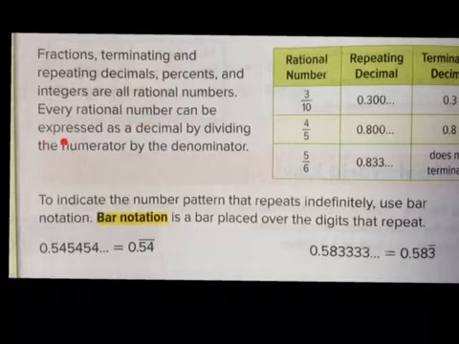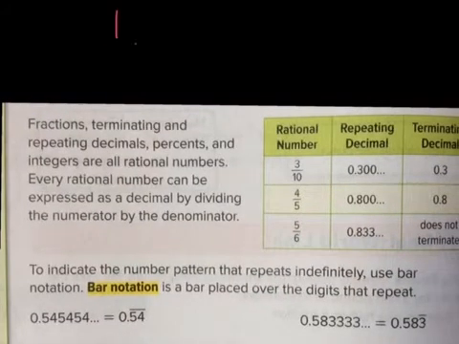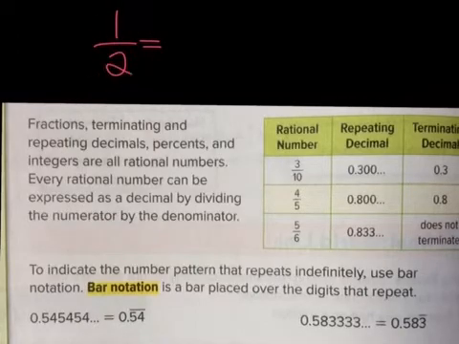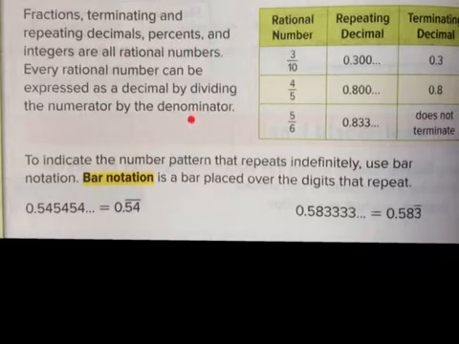Every rational number can be expressed as a decimal by dividing the numerator by the denominator. So if we have a fraction such as a half, and we divide 1 divided by 2, we're going to get 0.5. And that's how we can convert a fraction to a decimal. But sometimes when you divide the numerator by the denominator, you're not going to get a nice terminating decimal. Sometimes you're going to get a repeating decimal. So to indicate the number pattern that repeats indefinitely, use bar notation. Bar notation is a bar placed over the digits that repeat.